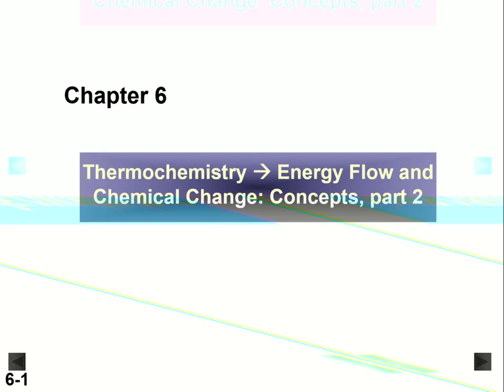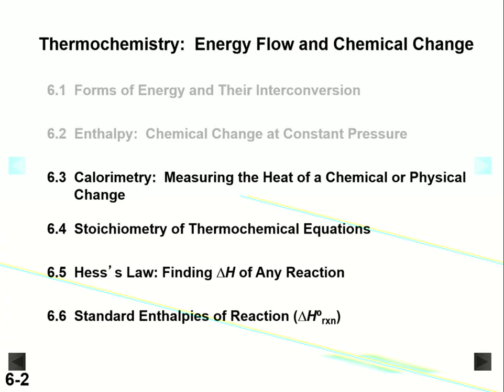In this video, we continue our concepts discussion on thermochemistry. We've learned about energy, enthalpy, and heat and work during chemical transformations. Now we'll look at more detail on enthalpy. We'll look at calorimetry, which is used to measure the enthalpy or the internal energy of a system as it undergoes a chemical transformation. We'll tie this together with stoichiometry.